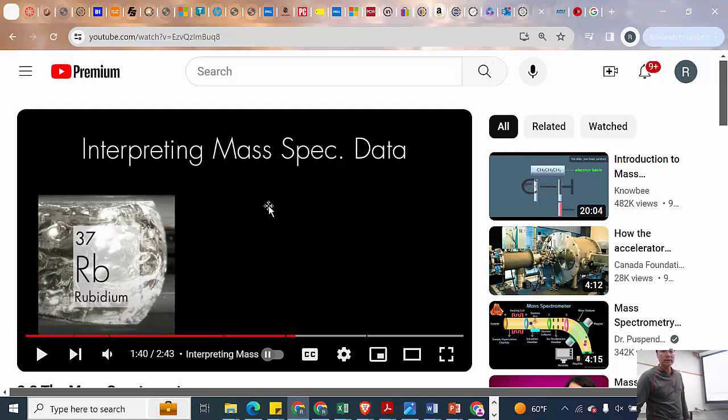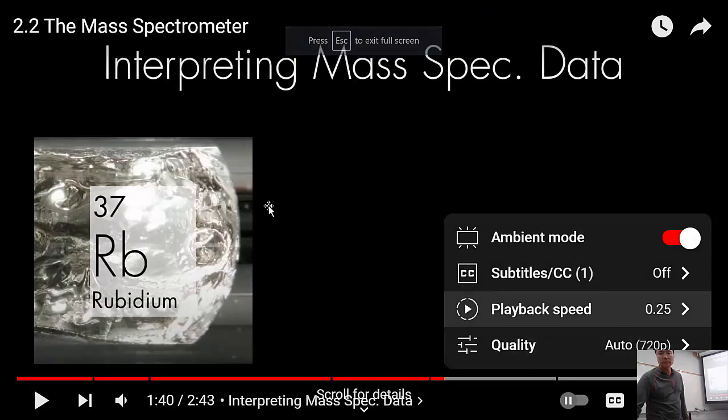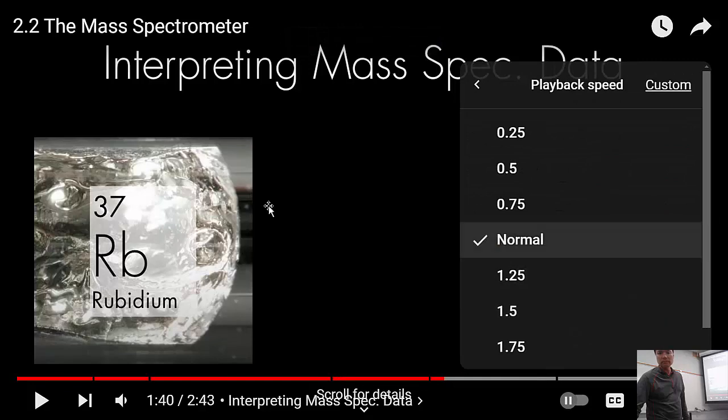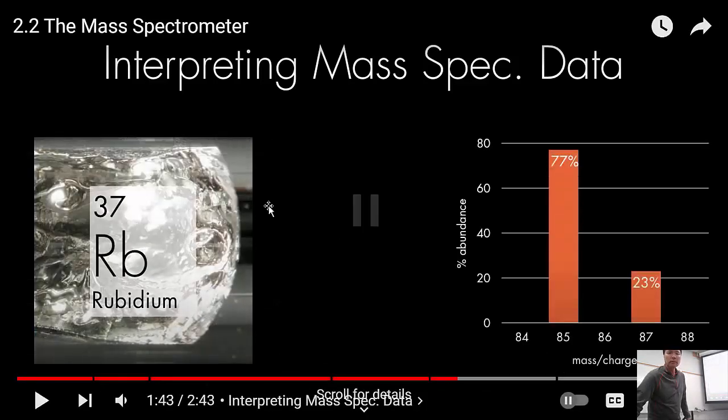So here they're introducing rubidium. Let me speed this up. For an example, here's some mass spectrometer data from a natural sample. So how many isotopes are there for rubidium? 2. And their abundances are shown here. Rubidium 85 is about 77%. Rubidium 87 is about 23% abundance.